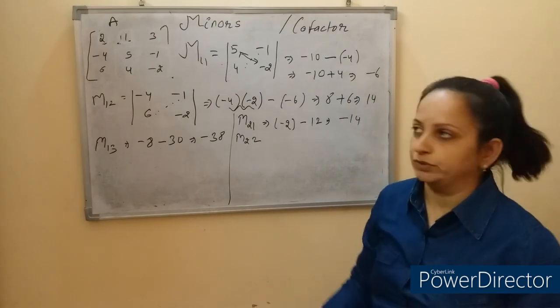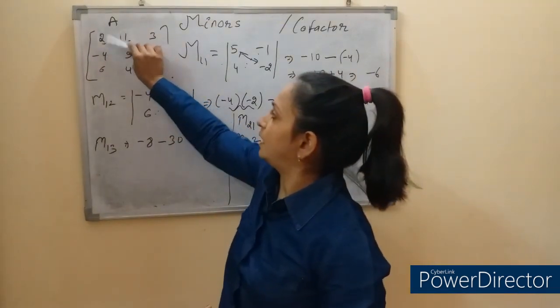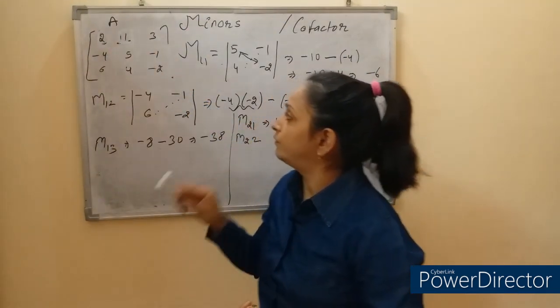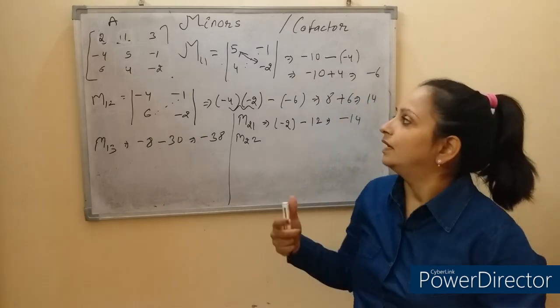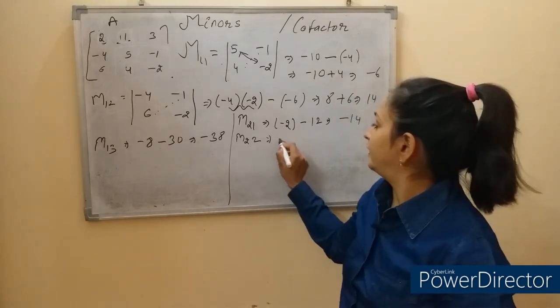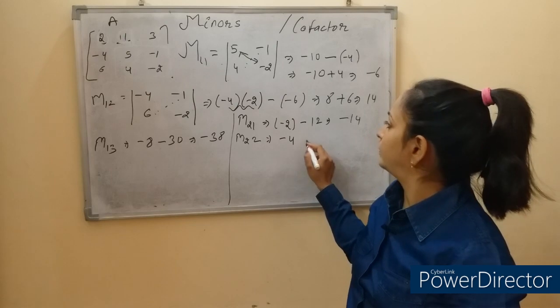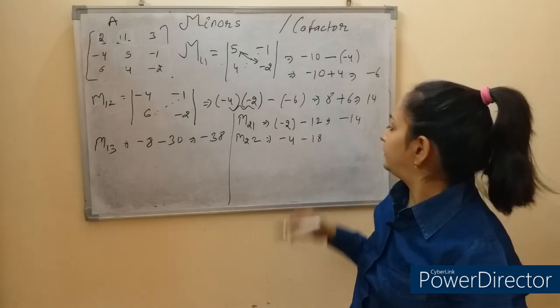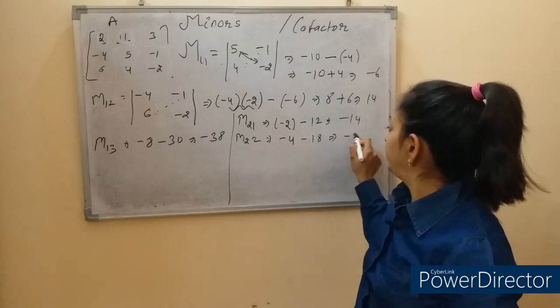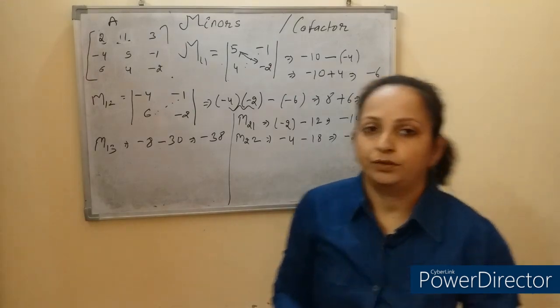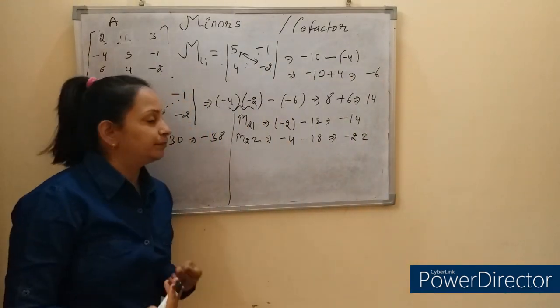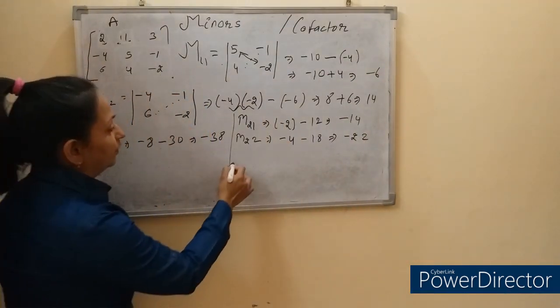M22, second row, second column, what is the element? The element is 5, and if I eliminate the second row and the second column, what will I get? I will get minus 4 and minus 18. So it will give me minus 22. Okay, you can do it with me and check the calculation on your own.